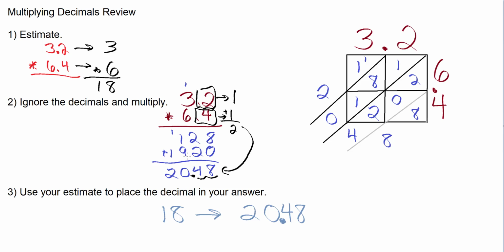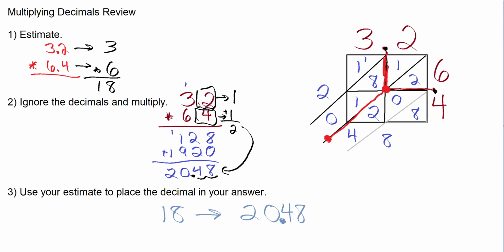If you're using lattice, what you do is you take the decimal points and you move down and over until they meet. So if we go down and we go over, they meet right here. So wherever they meet, you go ahead and slide down the diagonal, and that's where the decimal is going to go.